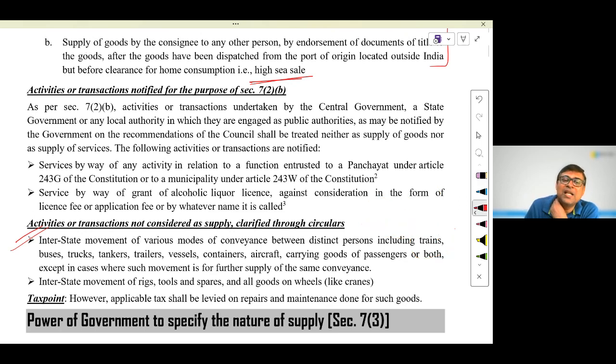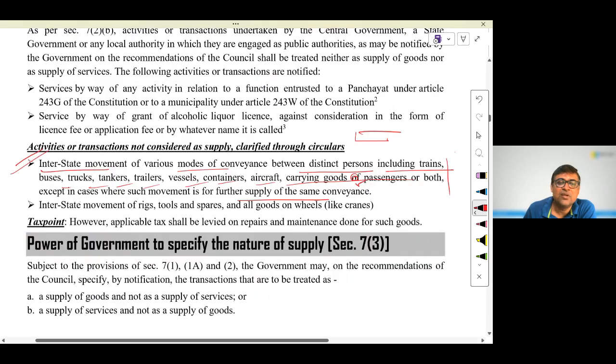In this situation, the government clarifies that interstate movement of various modes of conveyance between distinct persons, including train, bus, trucks, tanker, trailer, vessels, container, aircraft, carrying goods or passengers, or both, except in cases where such movement is for further supply of the same conveyance, shall not be treated as supply. If I sold this truck and due to my sale transaction, this truck is moving from West Bengal to Karnataka, it will be treated as supply. However, if it is just moving as a mode of conveyance, it is not treated as supply. Hence, the question of GST does not arise.